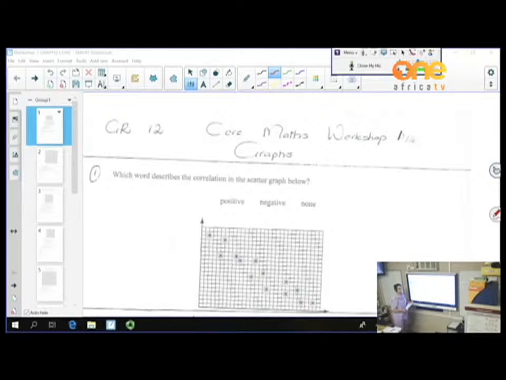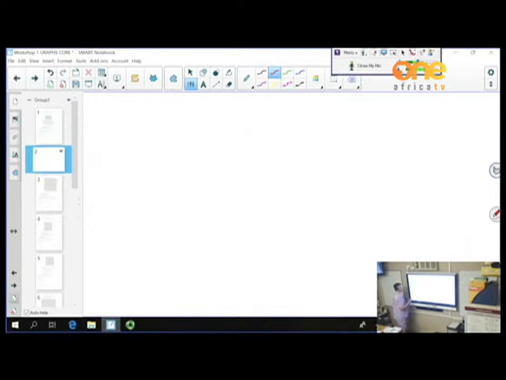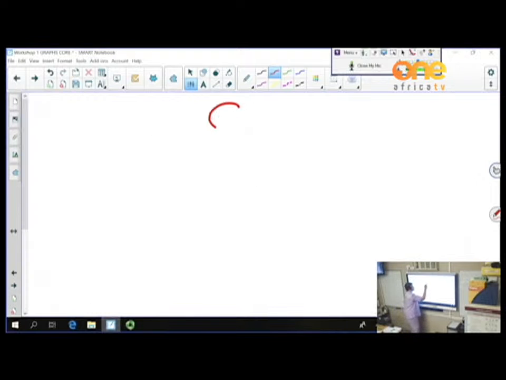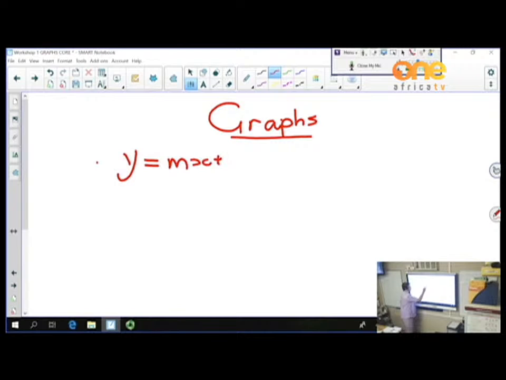Let's first do this worksheet and make sure that you understand it before we go over to more difficult ones. I just want to go at the background here of graphs. In the first place, we're working with a straight line graph. This is the one: y is equal to mx plus c.